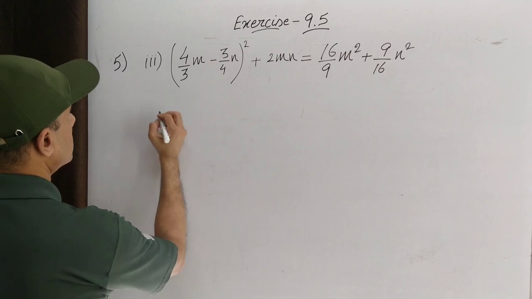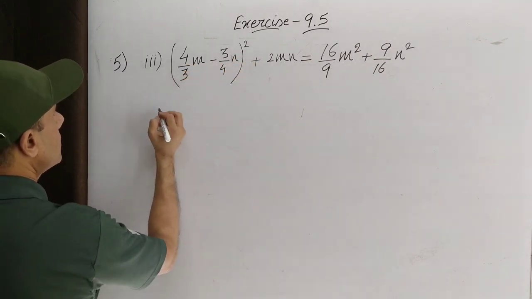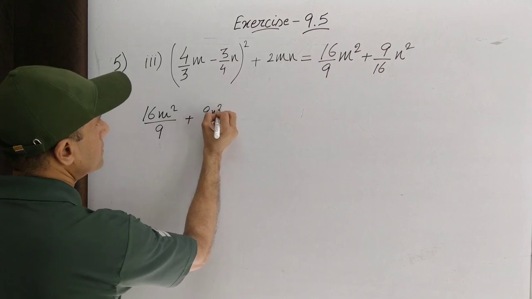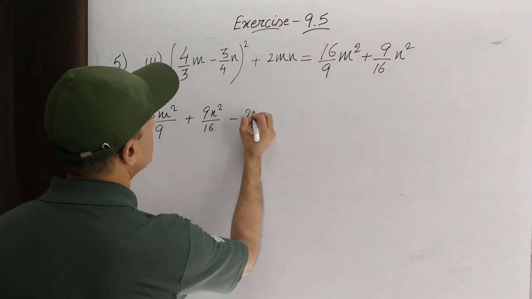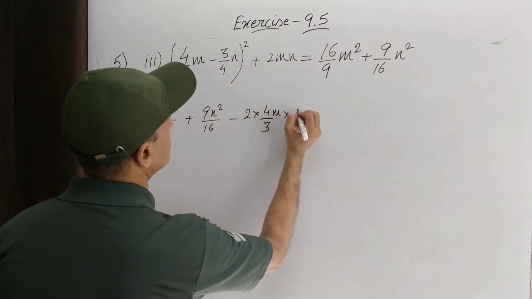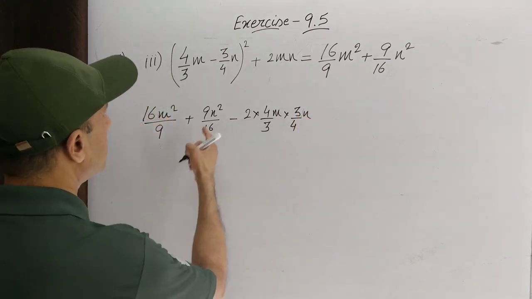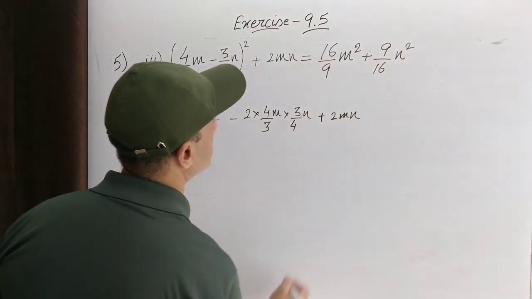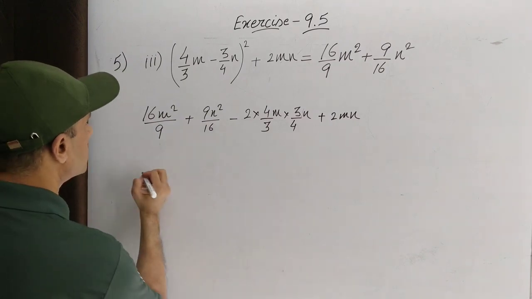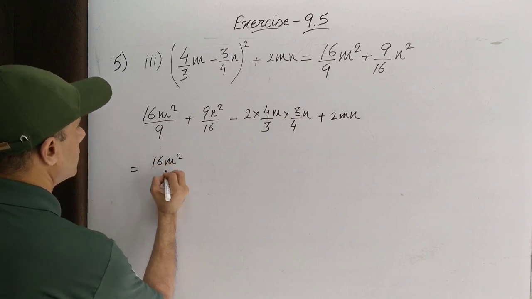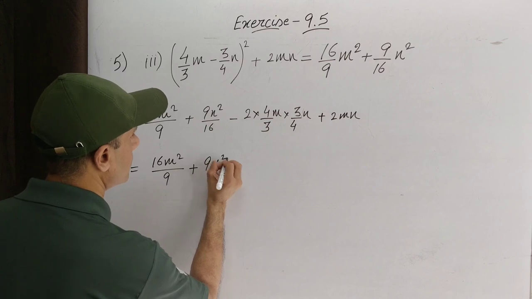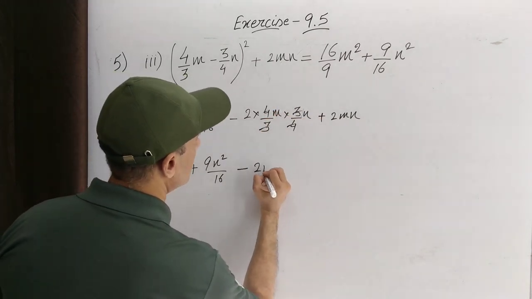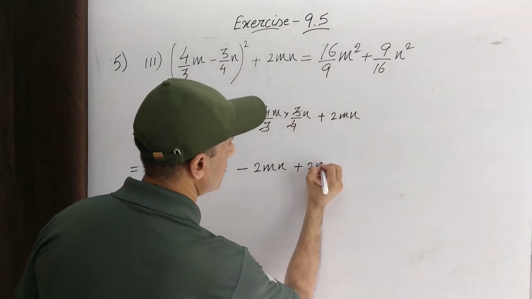So we can write the left hand side as a minus b whole square, that is a square, that is 16 m square divided by 9 plus 9 n square divided by 16 minus 2 into 4 by 3 m into 3 by 4 n. So taking the left hand side only, we are left with, and here we have got a plus 2mn. So this is equal to 16 m square by 9 plus 9 n square by 16, and this is minus 2mn, and we have here plus 2mn.